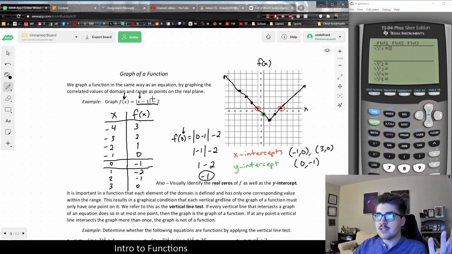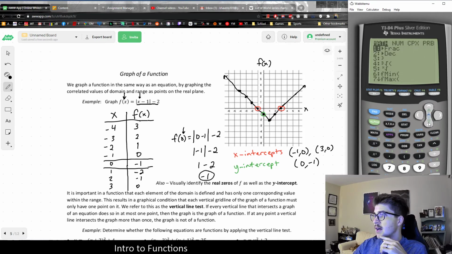This is a good example because many of us might not know that your calculator actually has an absolute value function. A lot of special functions can be found within the math menu. So if you go into the math menu and scroll down a little ways, actually I need to go into the number menu, so I need to scroll to the right.